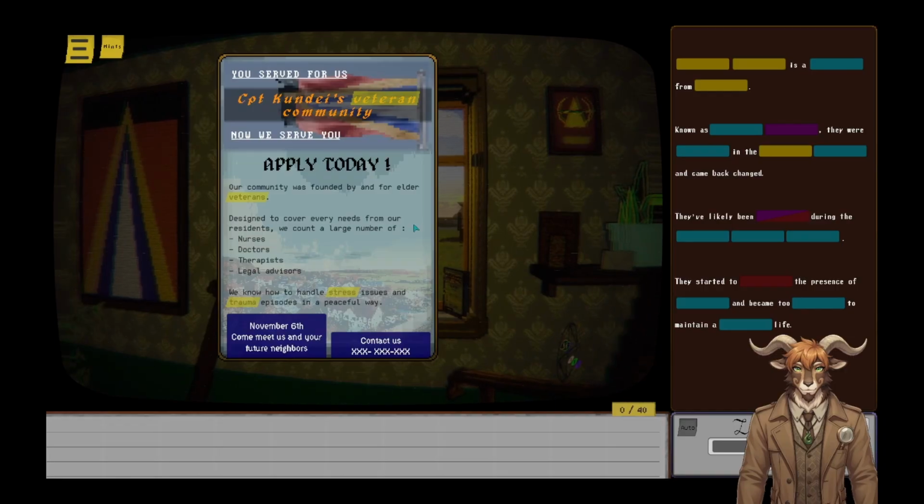Oh, that was Captain Kunde's vegetarian community. Vegetarian veteran community. Now we serve you. Apply today. Our community was founded by and for elder veterans. Designed to cover every need for our residents, we count a large number of nurses, doctors, therapists, legal advisors. We know how to handle stress issues and trauma episodes in a peaceful way.